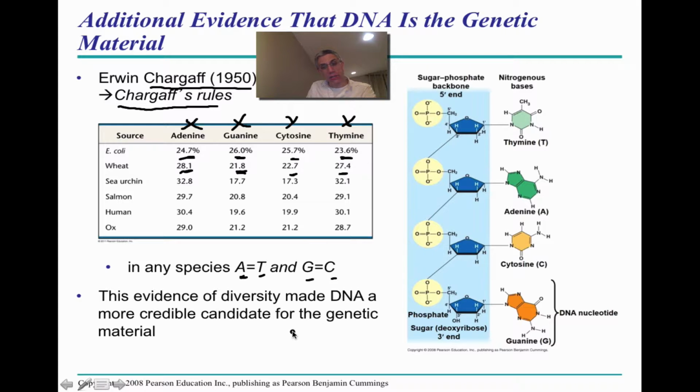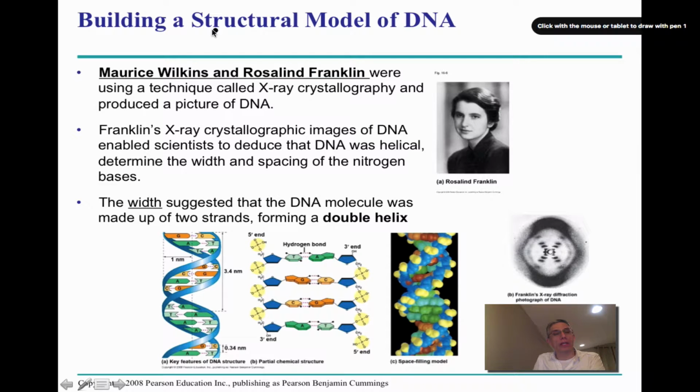So again, this added to the evidence that allowed us to understand that DNA is the genetic material that is being used and passed on from generation to generation. So now what we need to do, with the information that's been gathered from these other scientists, is start to think about building a model of DNA. And there were several people that were involved with this.